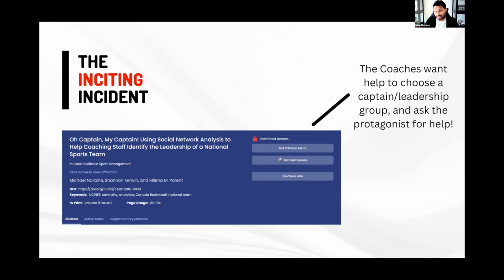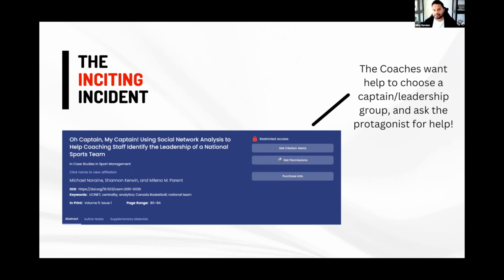And so again, just a little bit of a fast forward, in that particular situation, the main character is then tasked with utilizing data and data analysis, specifically social network analysis, to consider trust levels, leadership characteristics, and other variables to determine quantitatively whom might compose the leadership core of the basketball team in question.